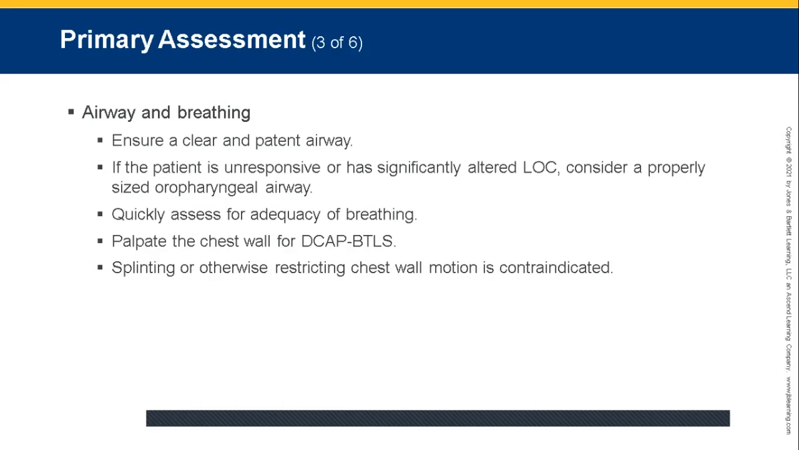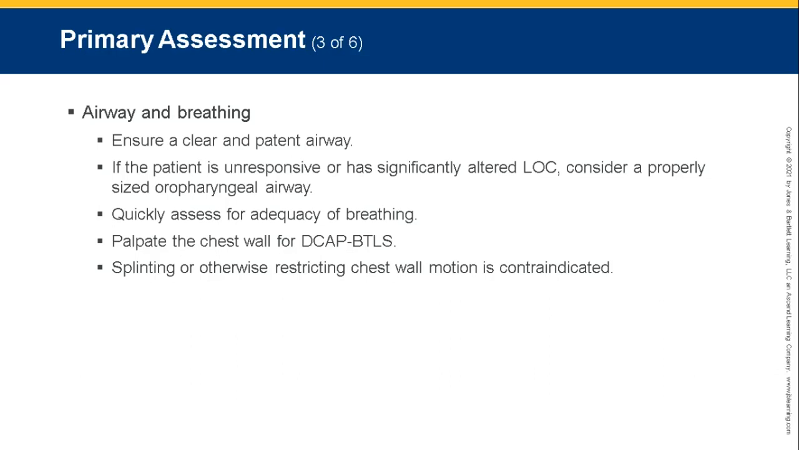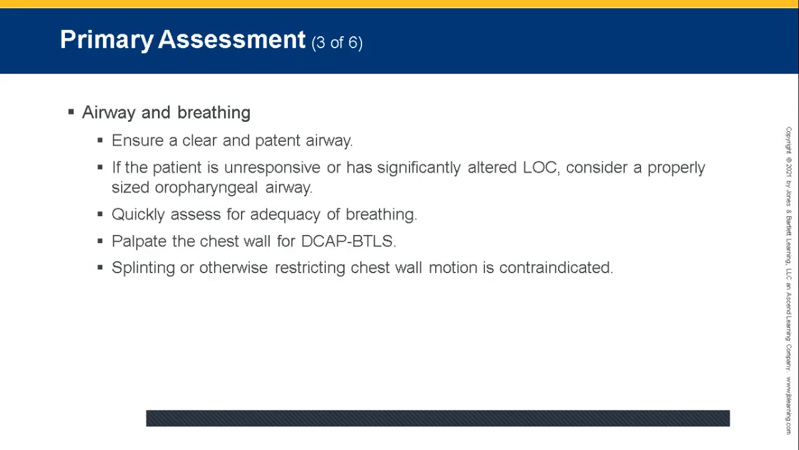Quickly assess for adequacy of breathing, palpate the chest wall for DCAP-BTLS. Splinting or otherwise restricting chest wall motion is contraindicated. So don't do anything that is going to restrict movement of the chest.